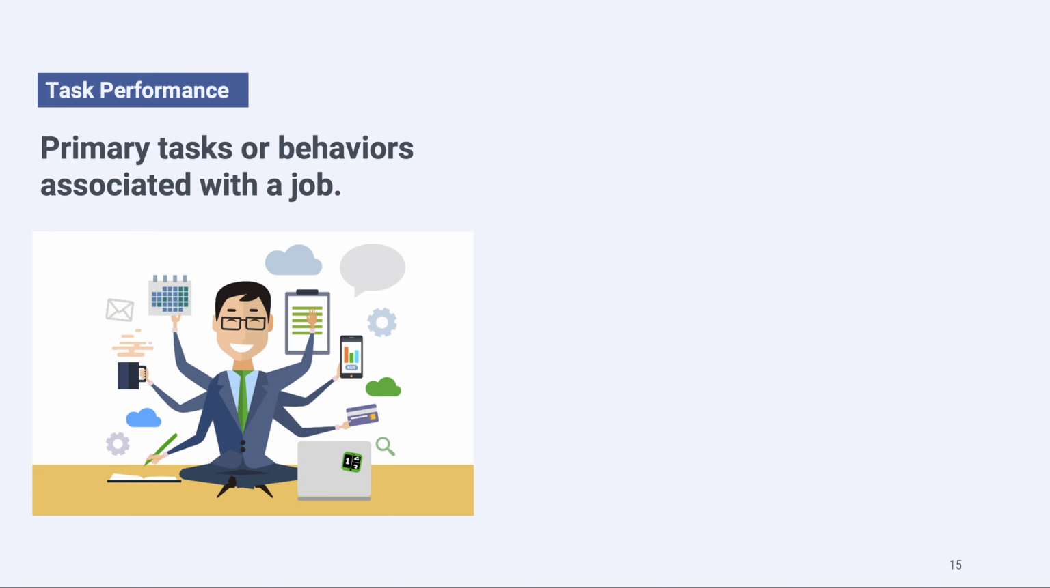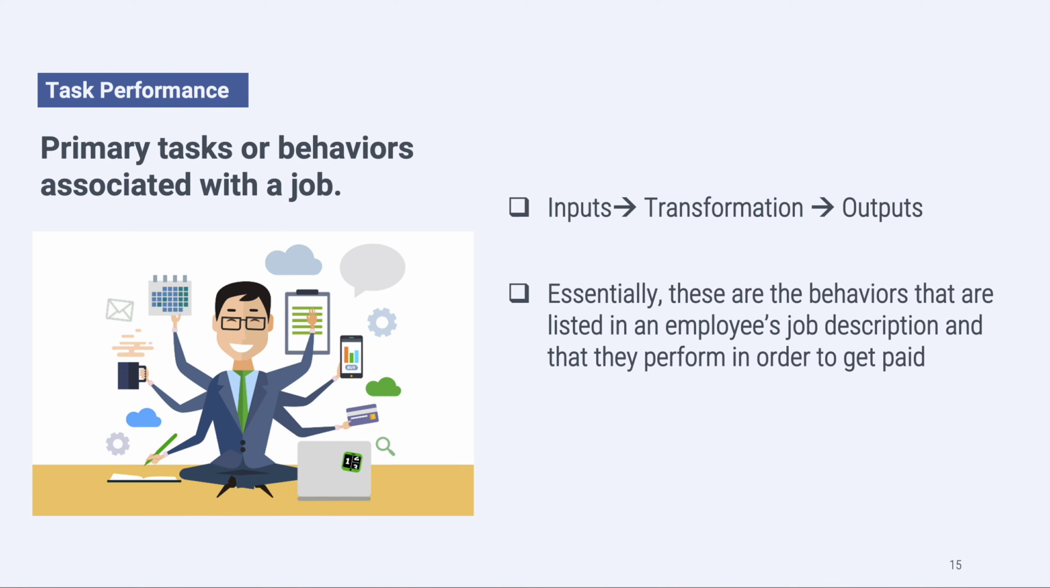And again, this involves the primary tasks or behaviors associated with a job. So essentially with task performance, what we're looking at is an employee's ability to transform inputs and turn them into outputs, whether that's an actual product or a service that they might provide. But more or less, we're looking at what they're doing during that transformation. So what kind of tasks are they engaging in that allow them to take in organizational resources or goods and turn them into some output that is desirable for the organization or for other stakeholders and customers.